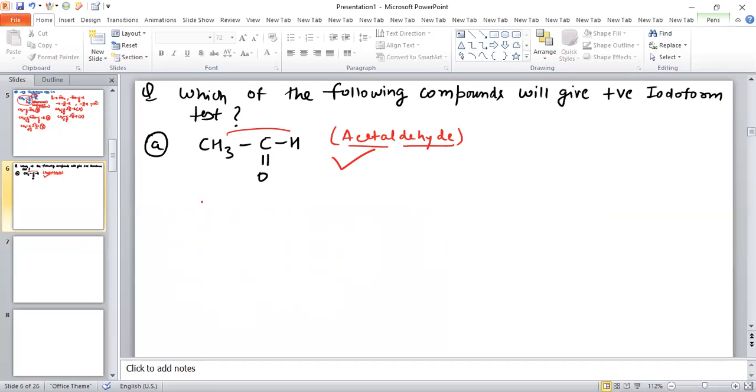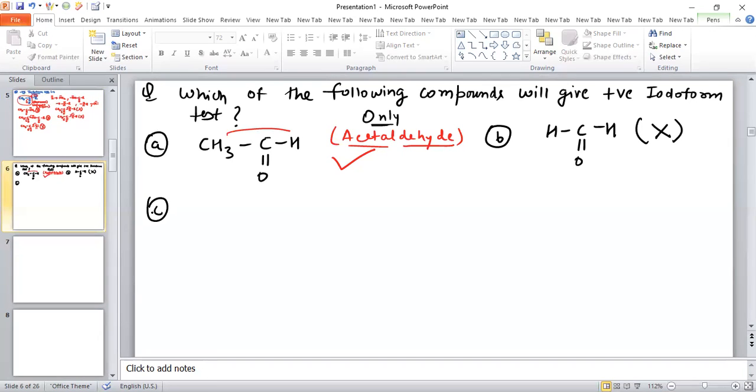Now see the next one. The next one is formaldehyde. The formaldehyde is basically H C double bond O H. We know in aldehydes only and only acetaldehyde will give a positive iodoform test. So this formaldehyde will give a negative iodoform test. I am marking negative with a cross and positive with a tick. So this formaldehyde will give a negative iodoform test.